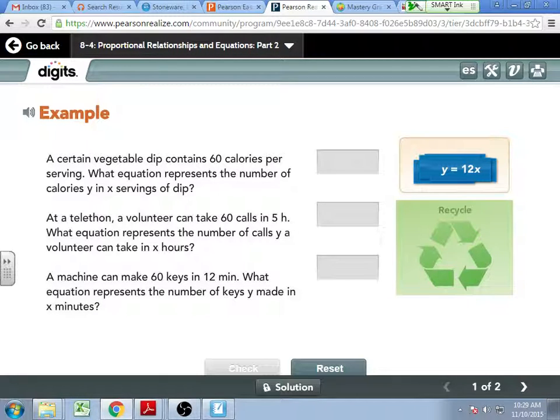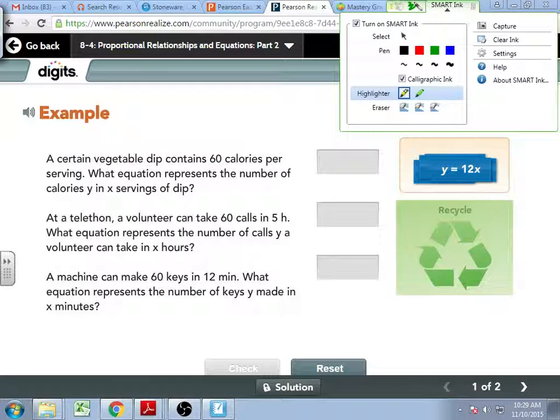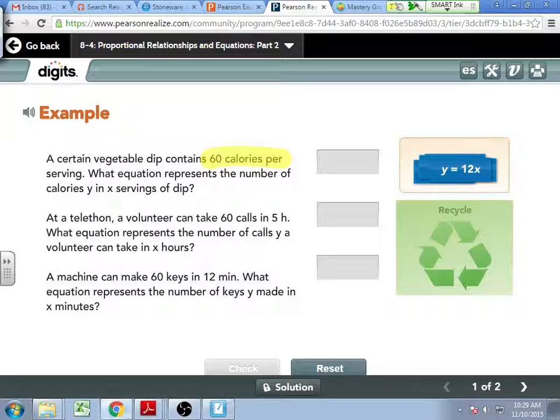One of the biggest parts of your homework is going to be to read a verbal situation and choose an equation or write an equation that represents it. So a certain vegetable dip has 60 calories per serving. What equation would represent how many calories you eat, y, after x servings of dip?